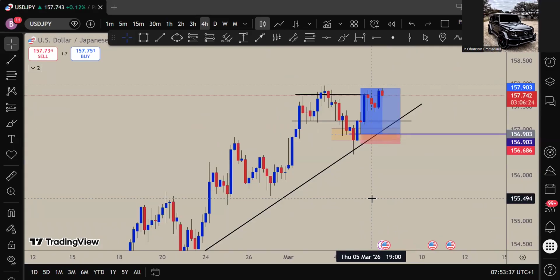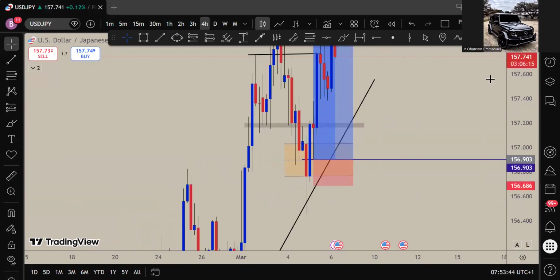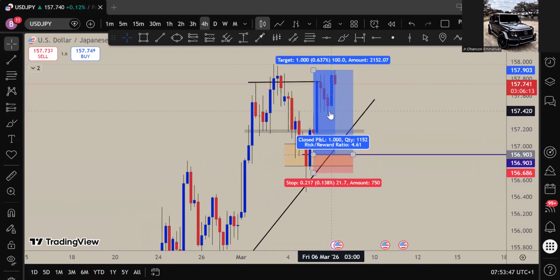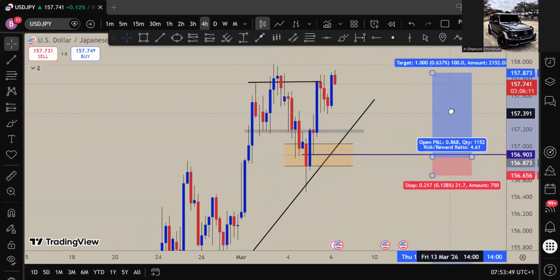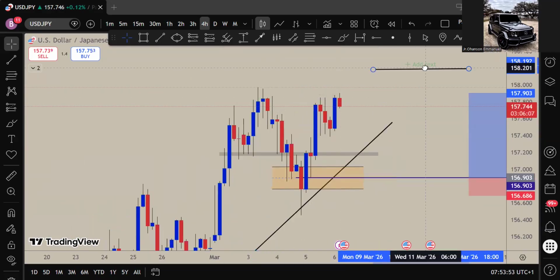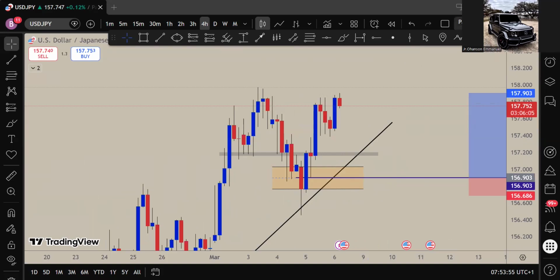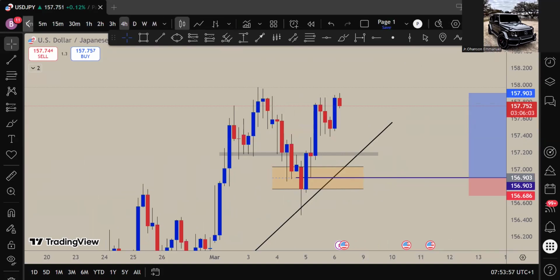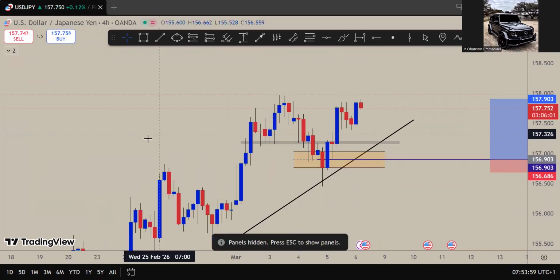Right now, I'm seeing another setup on this USDJPY, and let me show you guys what I'm seeing. So right now, as you can see, we have this. All right, let me zoom in a bit. Let me go full screen.